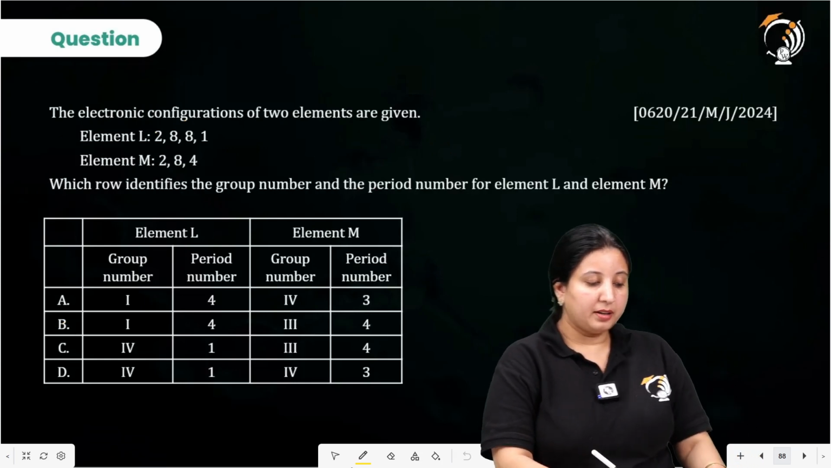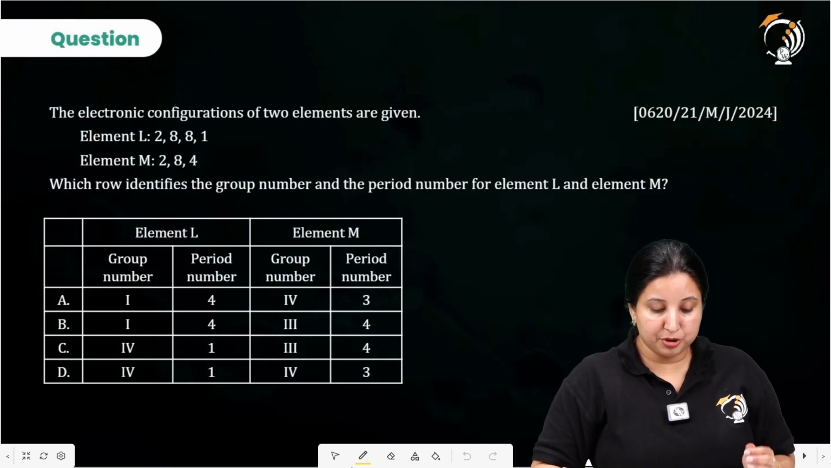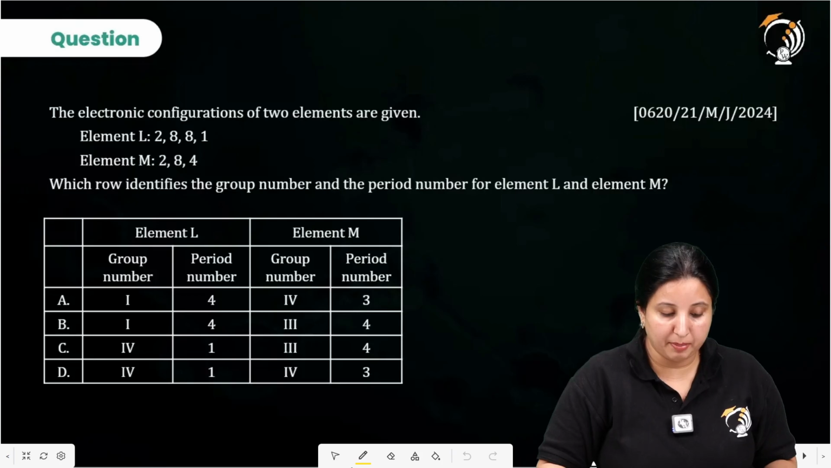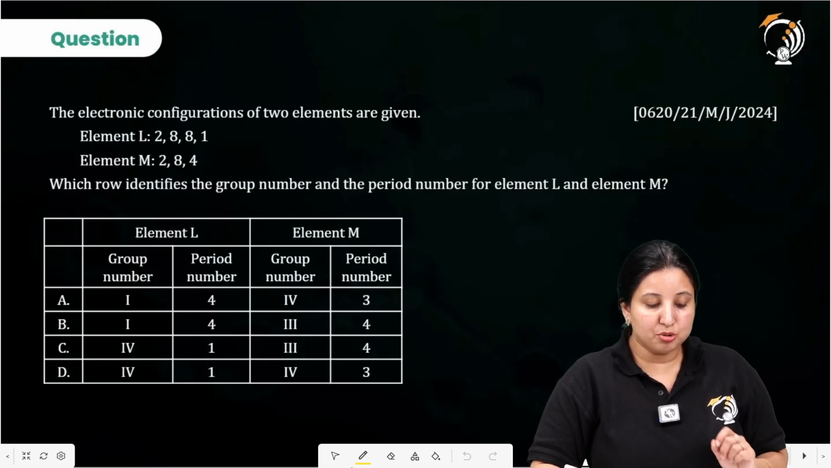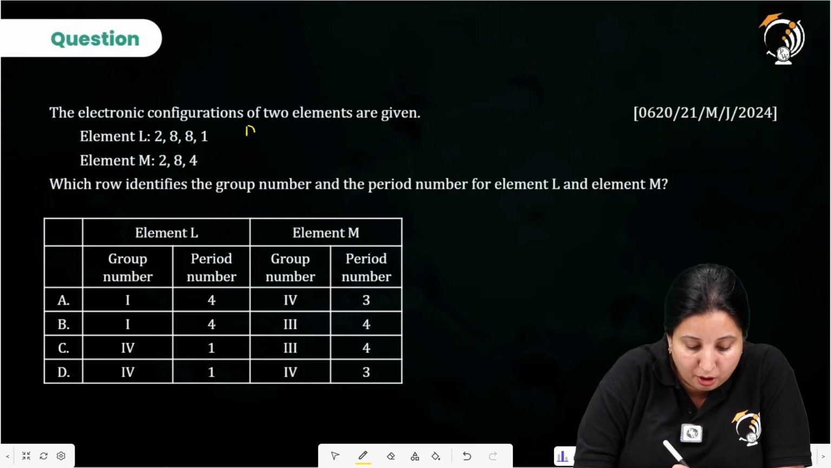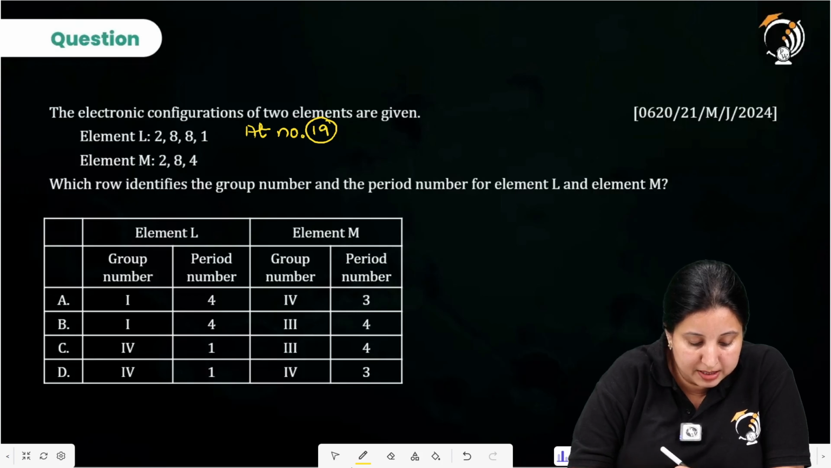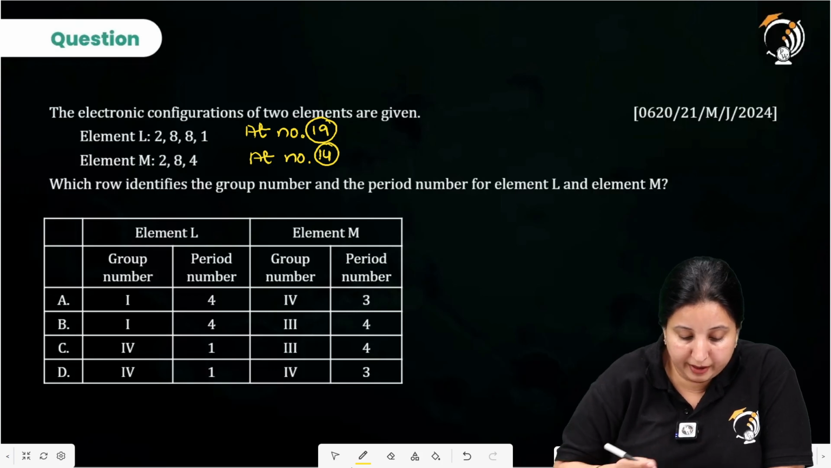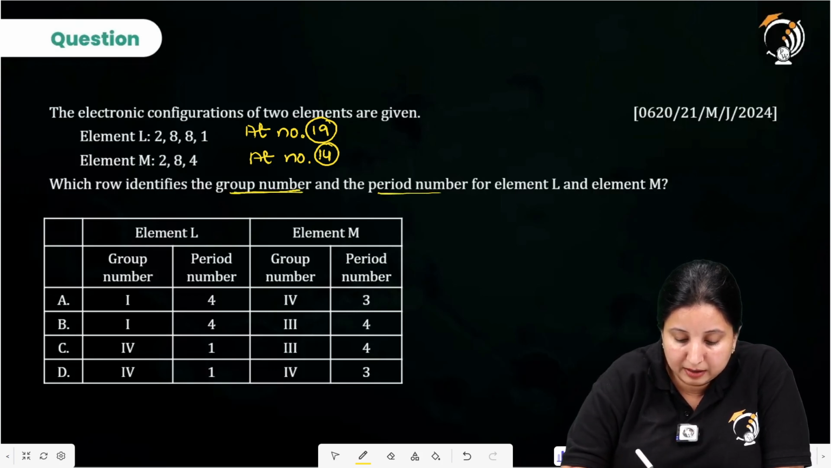Next question. The electronic configuration of 2 elements is given. Now look, this particular question is from the periodic table part. Element L is 2, 8, 8, 1. If I calculate it, its atomic number is going to be 19. And element M is 2, 8, 4, so its atomic number is 14. Which row identifies the group number and the period number for the elements L and M?